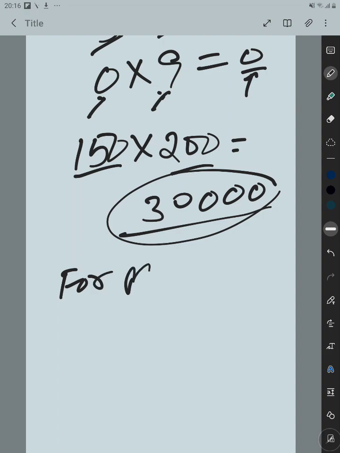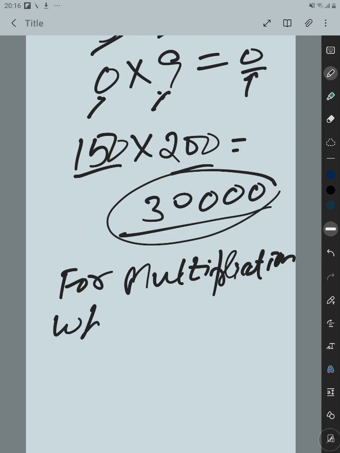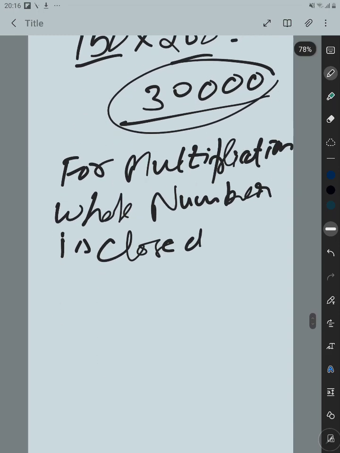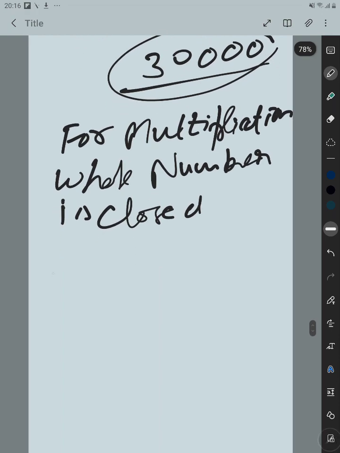For multiplication, whole numbers are closed. Okay, so whole numbers are closed for multiplication. Now come to division.